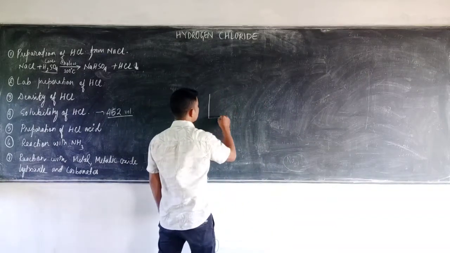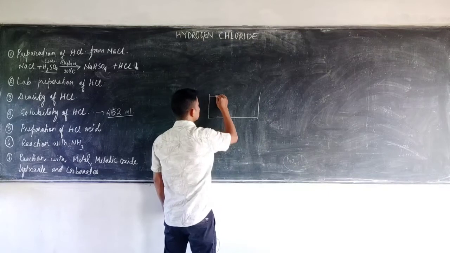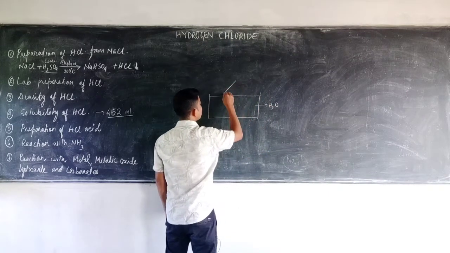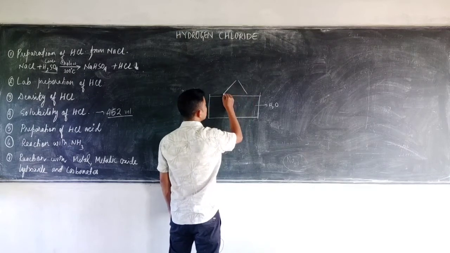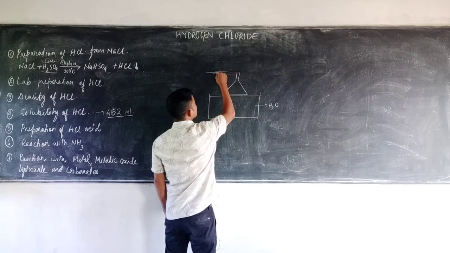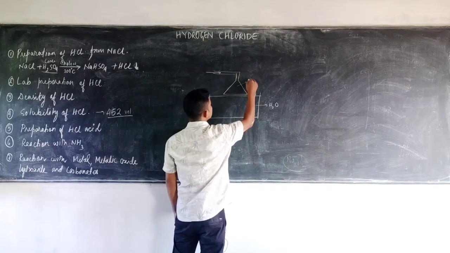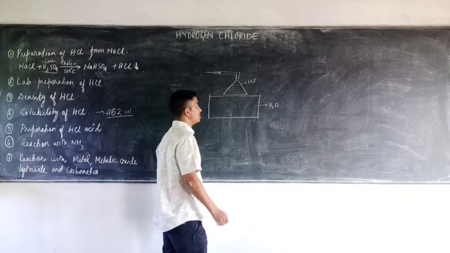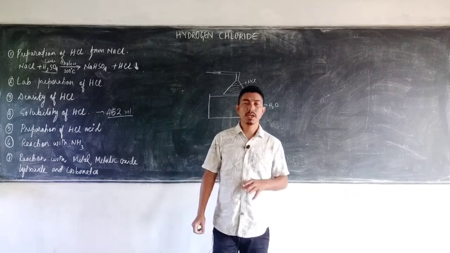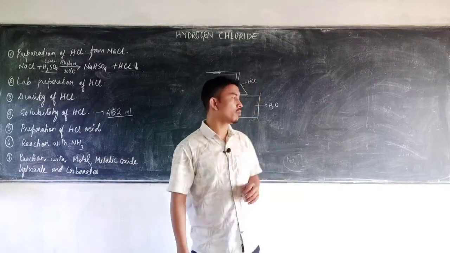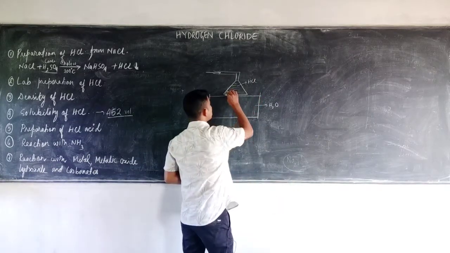In a beaker we take water. Okay, so this beaker contains water, and then we have an inverted funnel just touching the surface of the water, through which the HCl gas is pushed downward. So this contains HCl gas. When this inverted funnel is filled with the HCl gas, the HCl gas being highly soluble in water, what happens? The water gets sucked up.